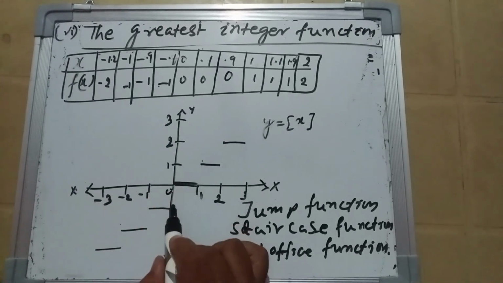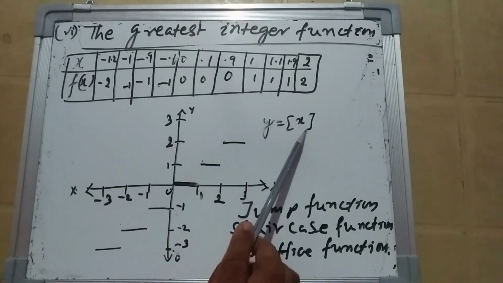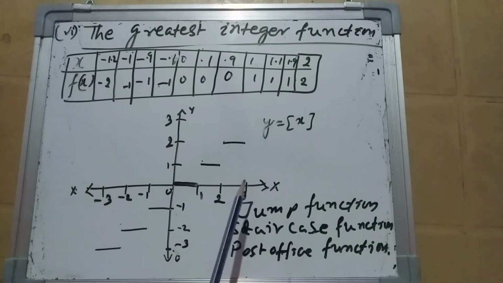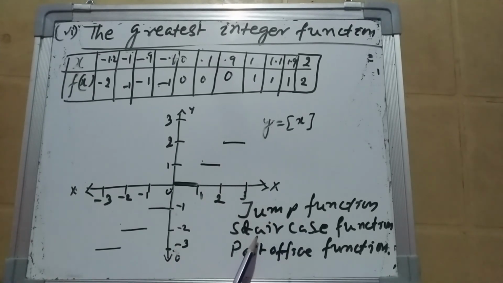If we take 1, 2, 3 and minus 1, minus 2, minus 3 in this form, this is the graph of y equal to bracket of x, or greatest integer of x. Some authors, in mathematics, go through different examples. We call this function a jump function, staircase function, or post office function also.